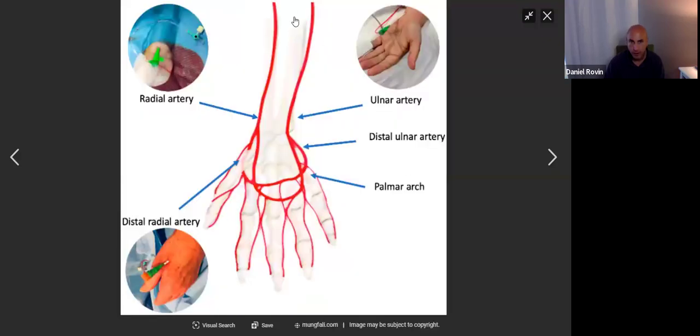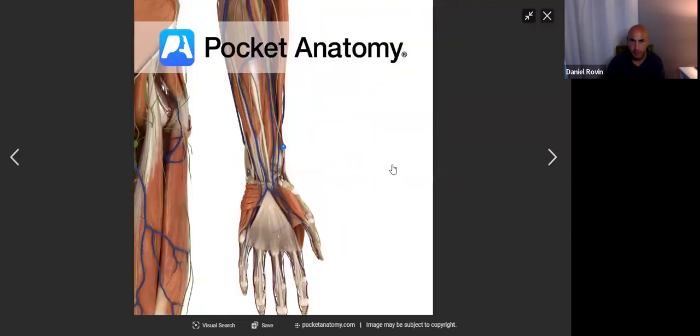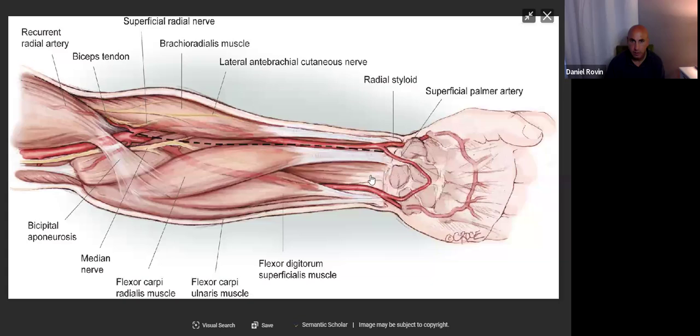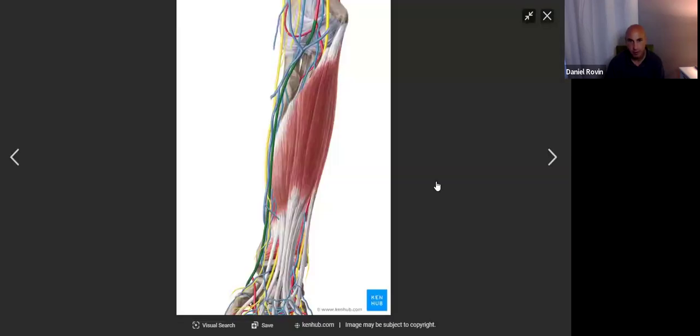So again, here's just the arteries, the radial side to the thumb, the ulnar side to the pinky. We see the palmar arches, we see the deeper palmar arch, and then we see those digital arteries going to the fingers. Ulnar artery, radial artery. And again, that nice arch system, the palmar arch and the dorsal arches that allow the digital arteries to develop.